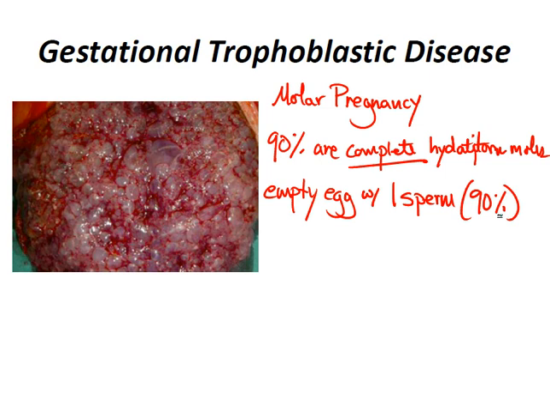And that's what they tell you in medical school. It's usually an empty egg by two sperm, but no, 90% of the time it's an empty egg by one sperm. Now the products can be either 46XX or 46XY. There's hydropic degeneration of chorionic villi. This leads to a cluster of grapes appearance, with no fetus on the pelvic ultrasound.